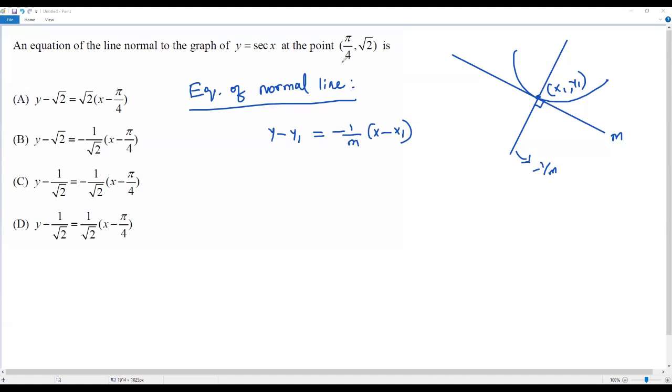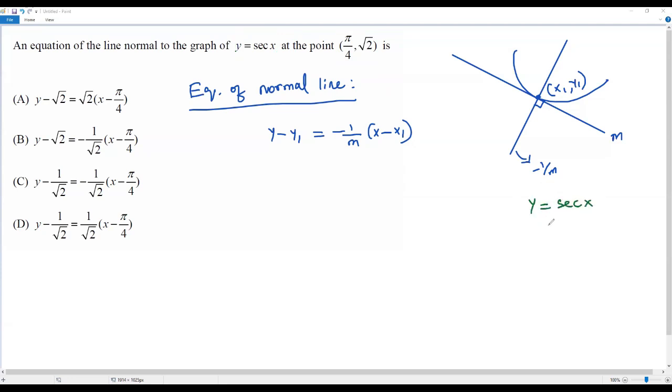Already we have the point, that is pi over 4 comma square root of 2. So we can plug in pi over 4 for x1 and square root of 2 for y1 over here. But we need the value of m. m is the slope of the tangent line. From the equation of the curve, if I want to get the slope of the tangent line, I have to find the derivative. So now let me take the given equation, that is y equals secant x.